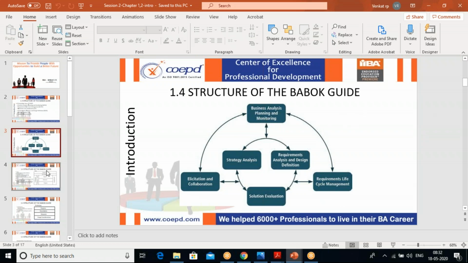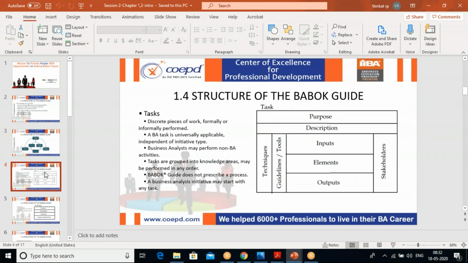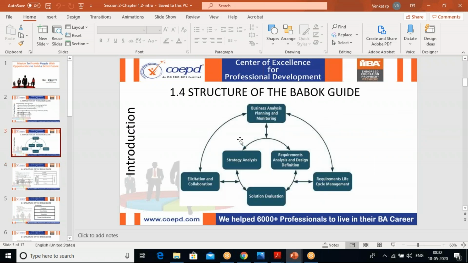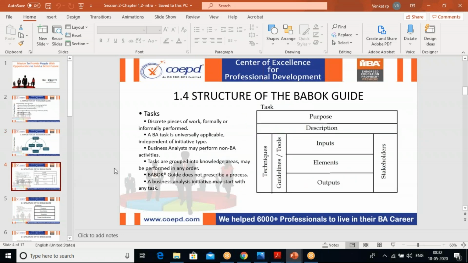Okay, next, the base of this knowledge area: each knowledge area is a collection of tasks. So let us try to understand how a task will look. Okay, a task is a unit of work. It can be a discrete piece of work or unit of work, formally or informally, that is performed by a business analyst. And a task can be a business analysis work, or it need not be a business analysis work. The structure of a task will have a purpose, a description, a set of inputs, a set of outputs, and some elements.